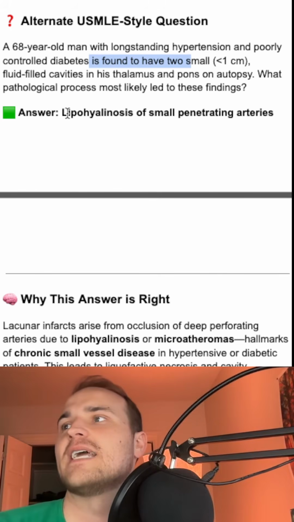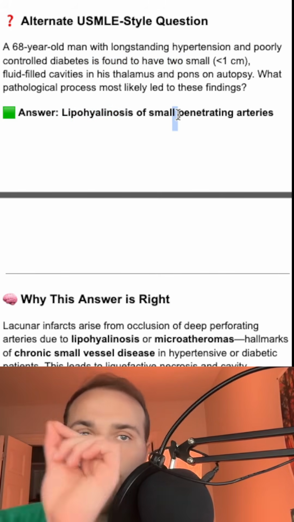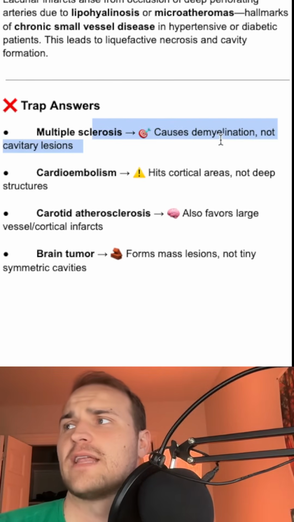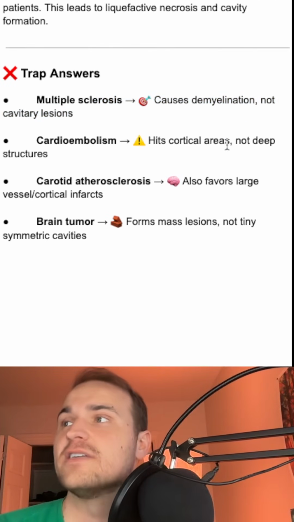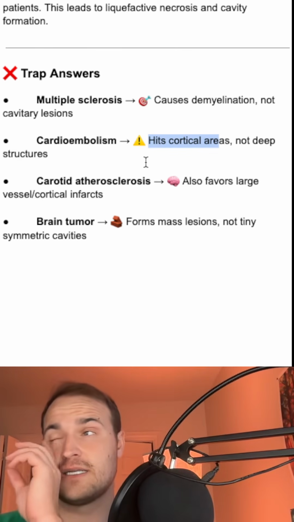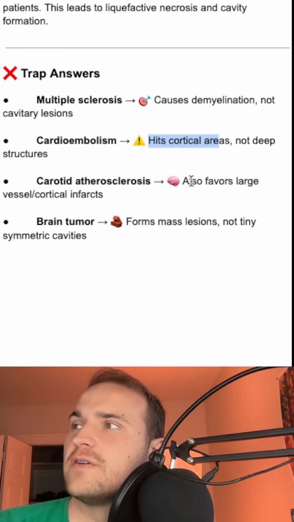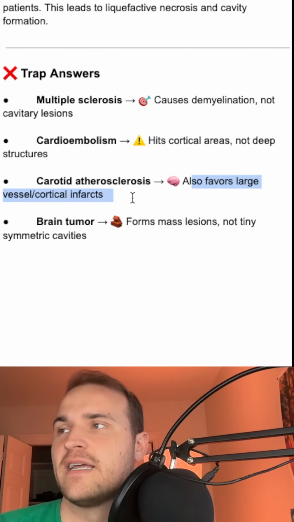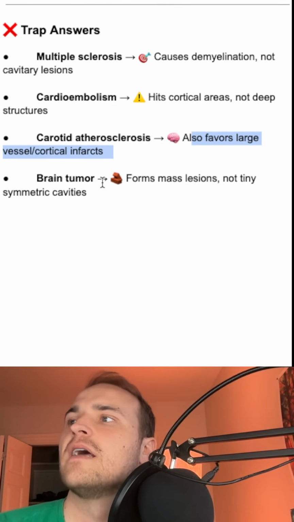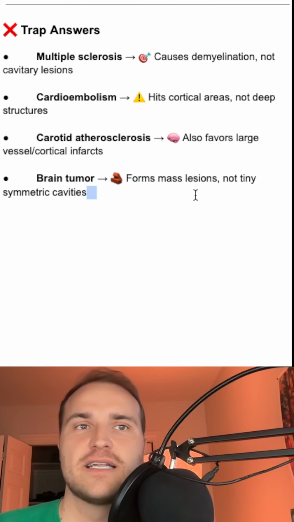What is the damage? It's the lipohyalinosis of the small penetrating arteries, not the huge ones. You might think multiple sclerosis, well, that causes demyelination, not going to be a cavitary lesion. Cardioembolism, that's going to be your cortical areas, not your deep structures. And your carotid atherosclerosis would favor your large vessels instead. And here we're talking about the small vessels for your lacunar infarcts. Brain tumors, these form mass lesions, not the tiny ones.